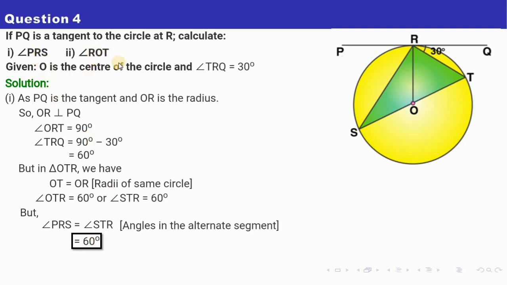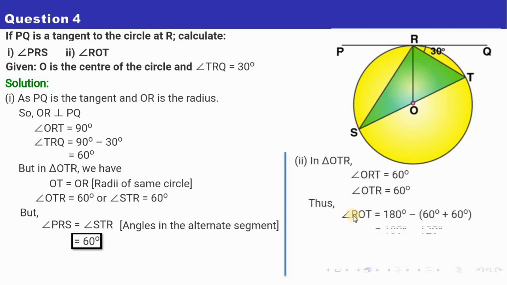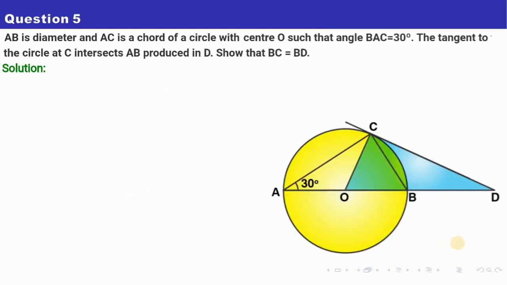Now next is ROT. So ROT means we need to calculate this angle. Now we know this angle, we know this angle, so definitely we will be able to find this angle. All right, so let me quickly show this. This will turn out to be 60 degree. You will be able to find the third angle by yourself. So this also turns out to be 60 degree. You may pause the video to note down. Let's move on to the next question.